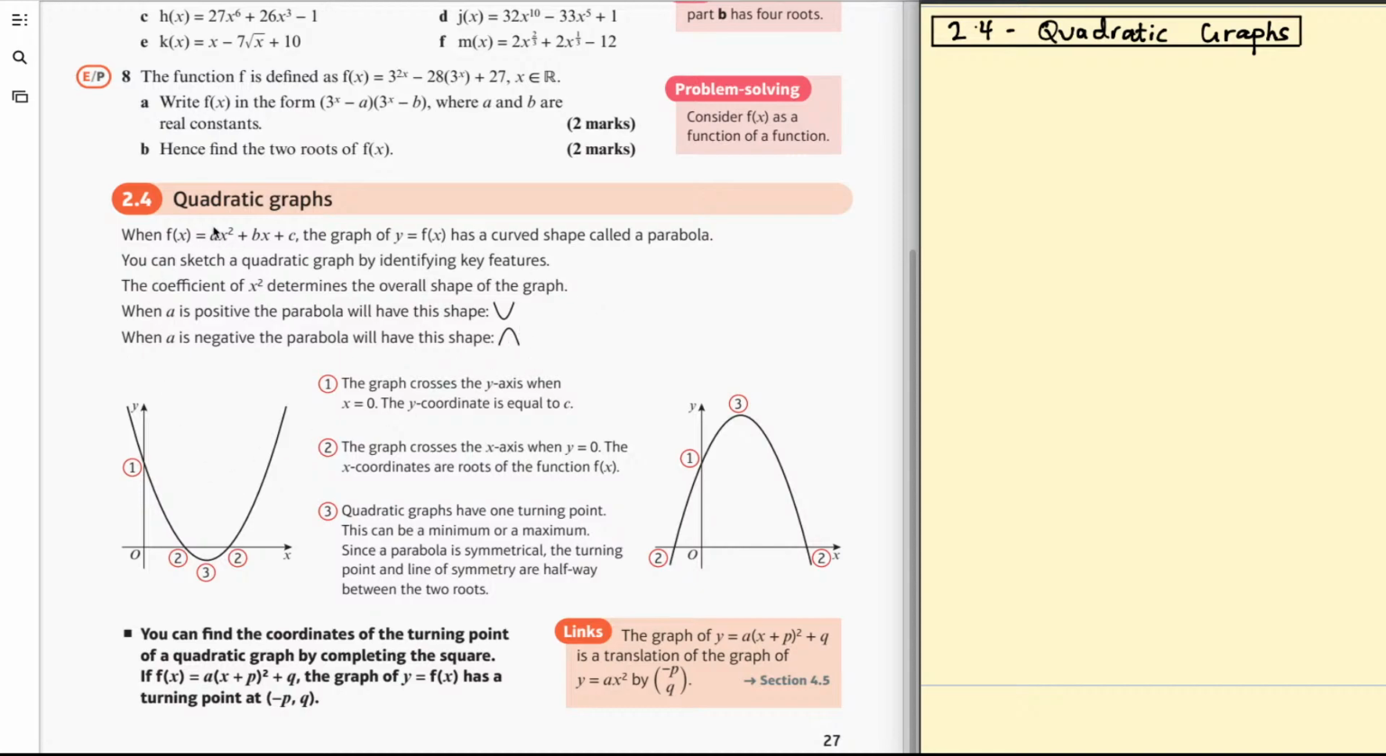So I like to think of that as a positive quadratic has a smiley face and a negative quadratic has a frowny face. Positive and negative, right?